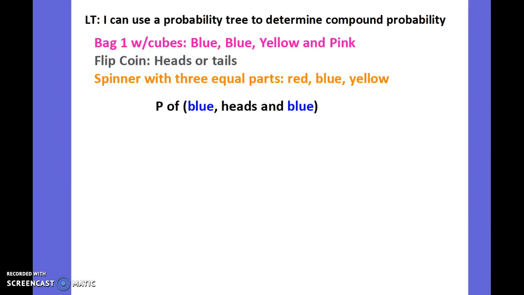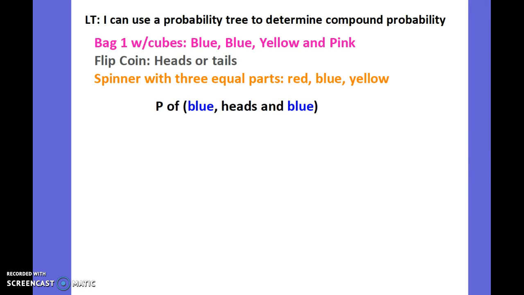Today, we're going to talk about how we can use a probability tree to determine compound probability. So, in this particular situation, we have a bag full of cubes, and in that bag, there is a blue and a yellow and a pink cube. So, there are four different cubes. And then after we pick a certain cube out of there, we've got to flip a coin, and we either land on heads or tails. And then finally, we have a spinner with three equal parts that are red, blue, and yellow.